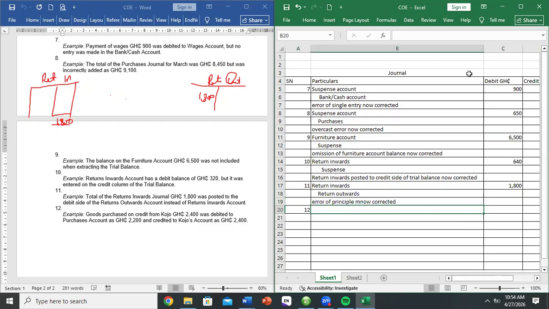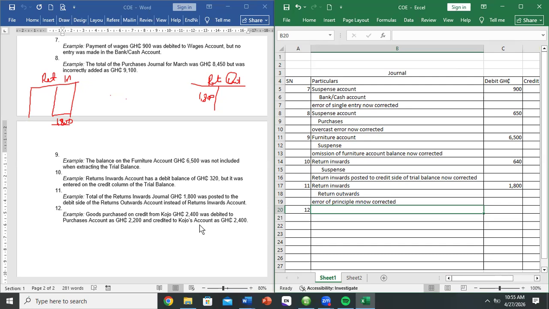Goods purchased on credit from Kojo 2,400 was debited to purchases account as 2,200 and credited to Kojo's account as 2,400. What an error. So there was goods purchased on credit from Kojo. If you purchase goods from Kojo on credit, I think we all know we'll debit purchases and we'll credit Kojo, right? But what happened? It says it was debited to purchase account as 2,200 and credited to Kojo's account 2,400.